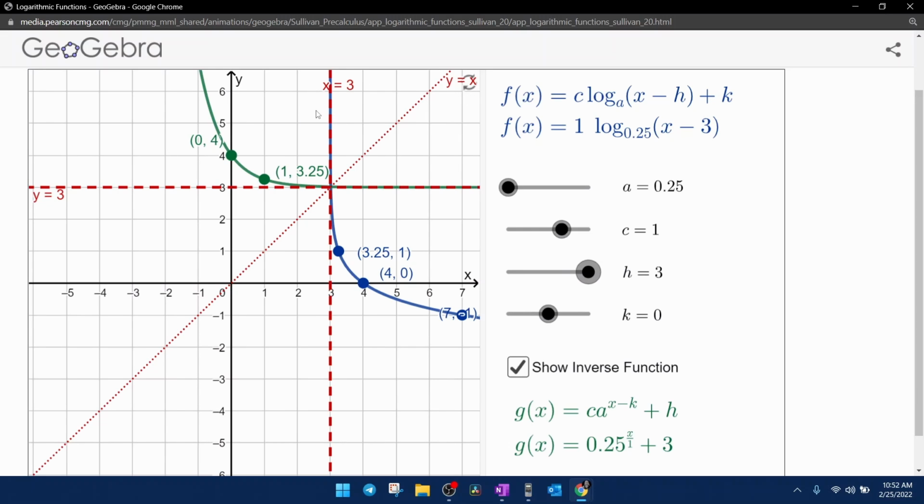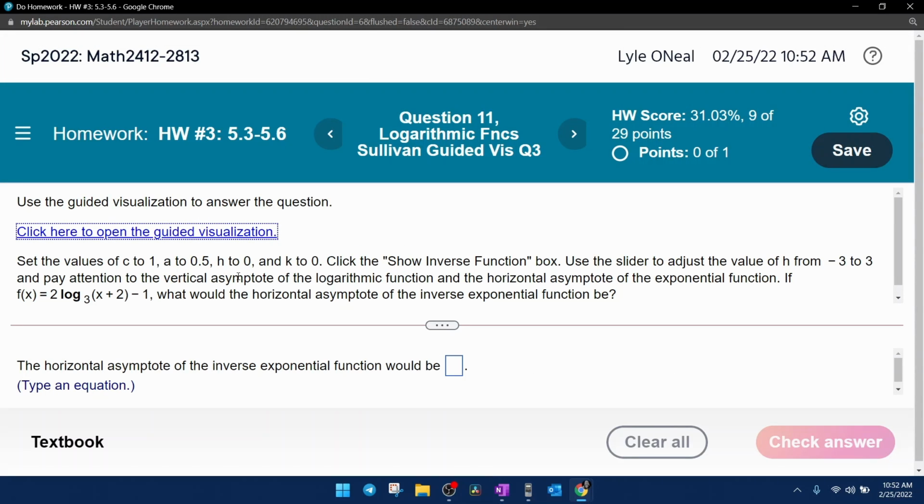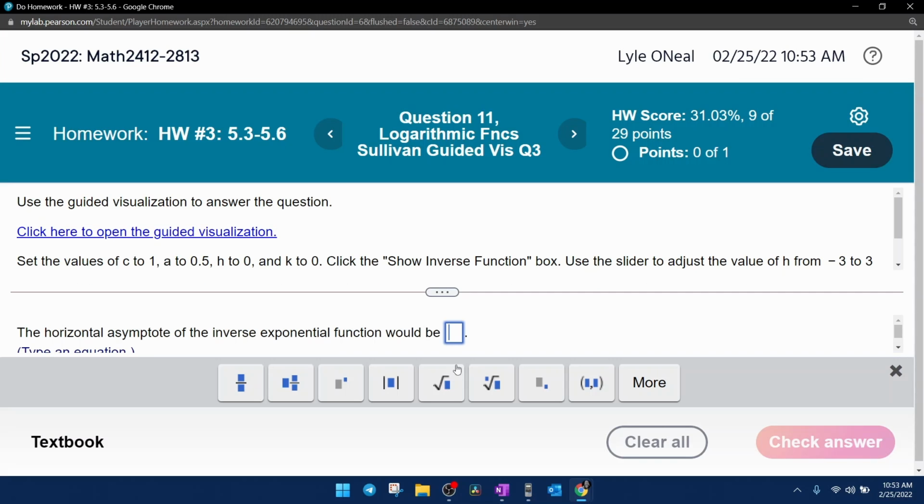So if we come back to our MyLab Math window, it says if f of x equals 2 log base 3 of (x plus 2) minus 1, if we're given this function, what would the horizontal asymptote of the inverse exponential function be?